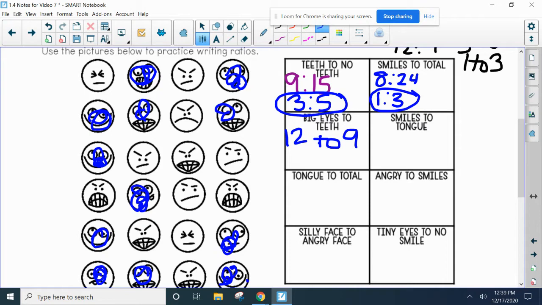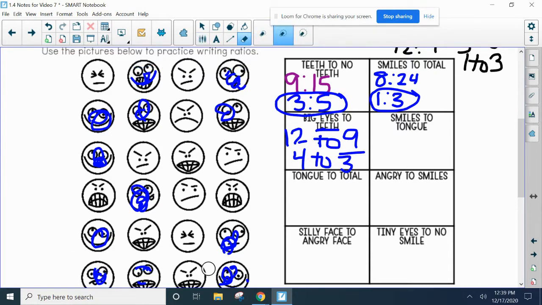And you see how I did teeth first, but I made sure I put it in the second position because it's eyes to teeth. If I put it in the opposite order, we'd think that there are 9 eyes because they told us to do eyes to teeth. So I have to put 12 eyes to 9 teeth. And then we can go ahead and simplify. I know I can pull a factor of 3 out of both of those. So 12 divided by 3 is 4, 9 divided by 3 is 3. 4 to 3. All right.